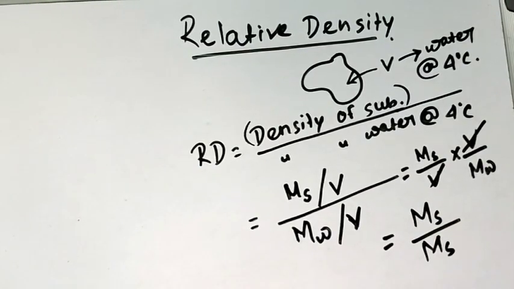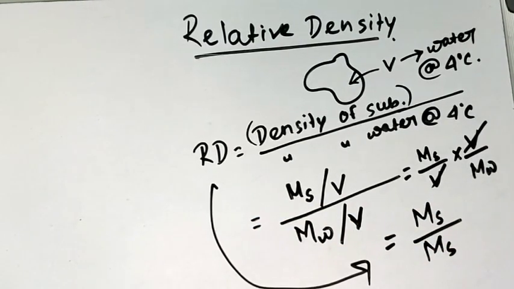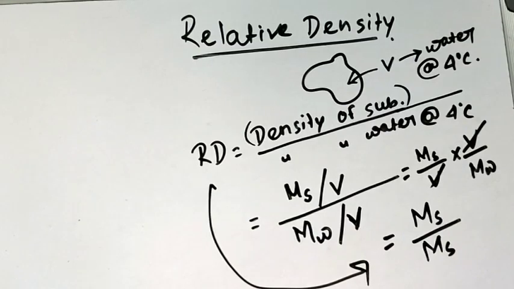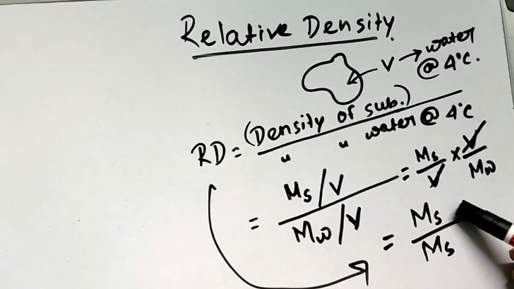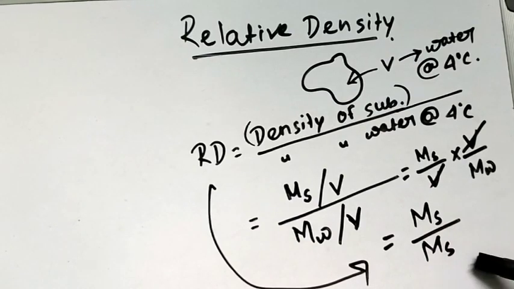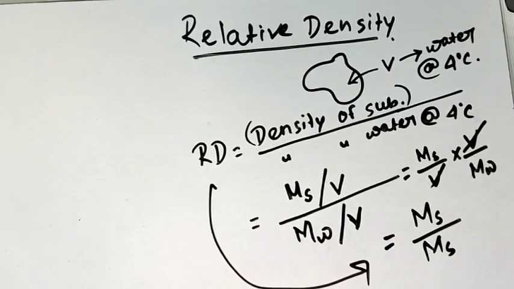So if we have any unknown substance which has volume V which is equal to the volume of water at 4 degrees centigrade, then relative density of a substance can also be defined as the ratio of the mass of a certain volume of a substance to the mass of the same volume of water at 4 degrees centigrade.